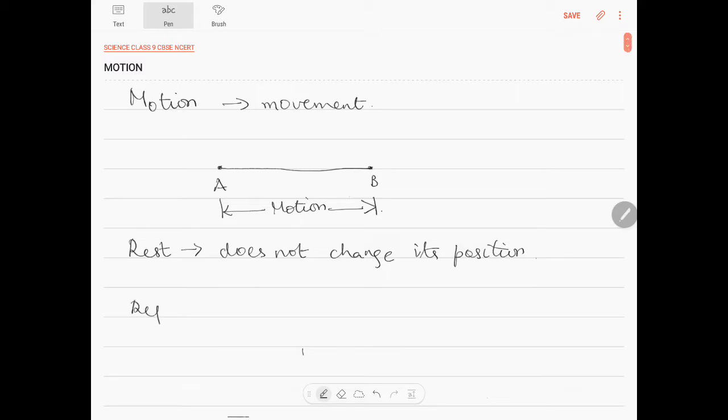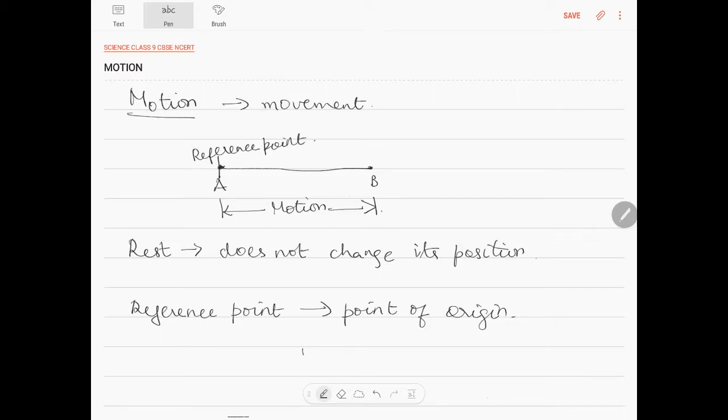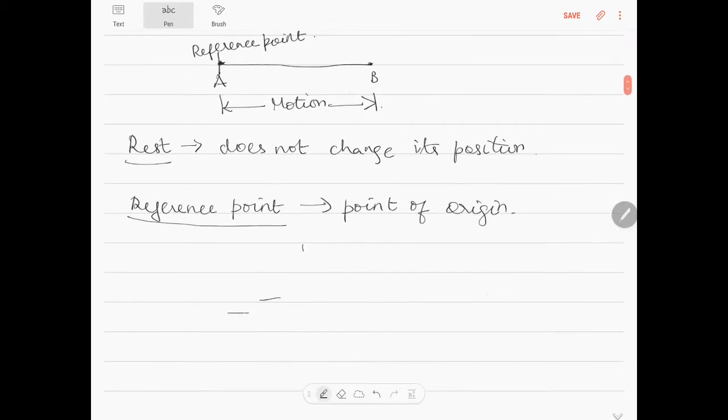Now we have another term called the reference point, which is the point of origin. Here, point A is called the reference point. So motion is the movement of an object, rest is when an object doesn't change its position, and the reference point is the point of origin.